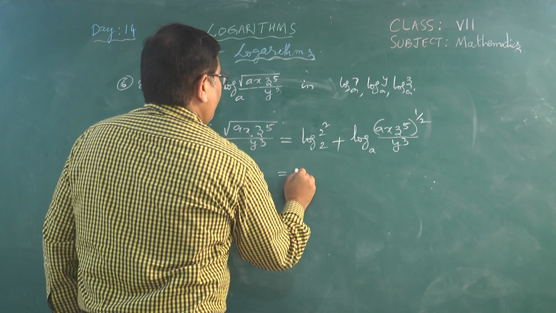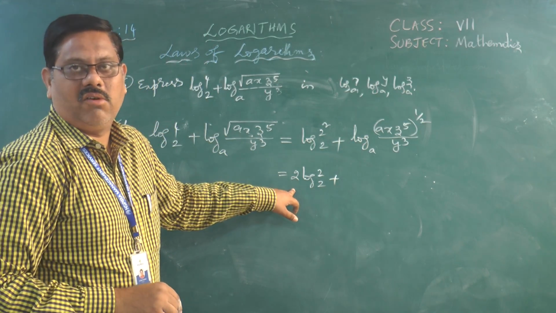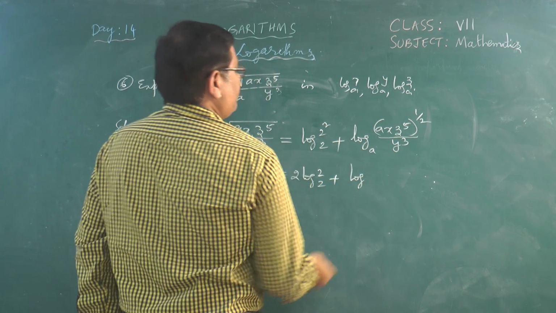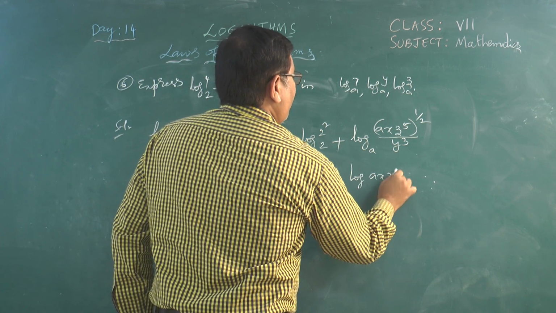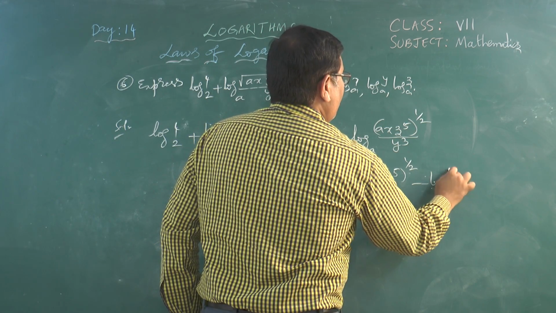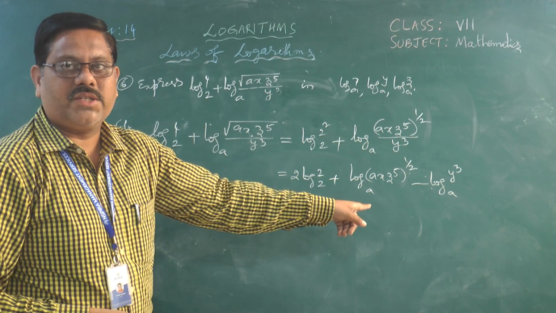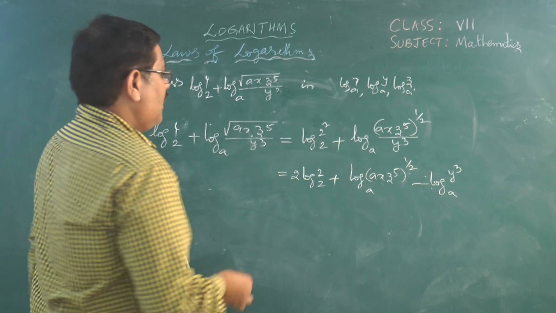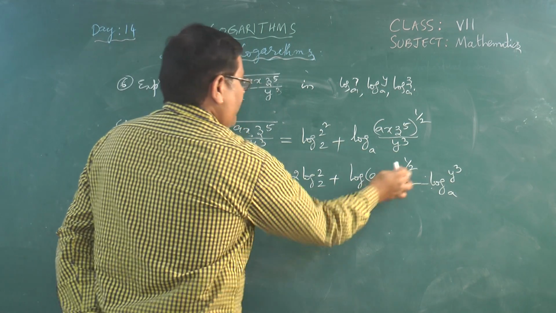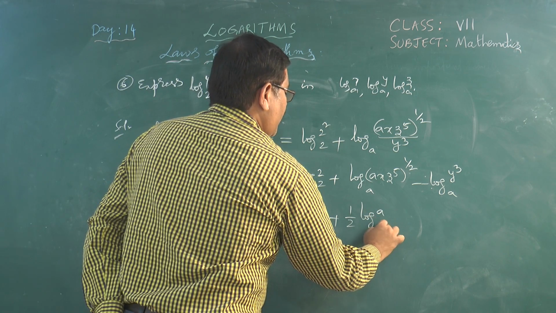That is going to be 2 log 2 to the base 2 by the third law, or law of powers, we can write it, plus here we can write it as log a x z power 5 to the power 1 by 2 to the base a minus log y cube to the base a. We are using the second law, okay, law of subtraction or quotient law. That is equal to 2 times log 2 to the base 2 is 1 plus it can be written as 1 by 2 log a base a.